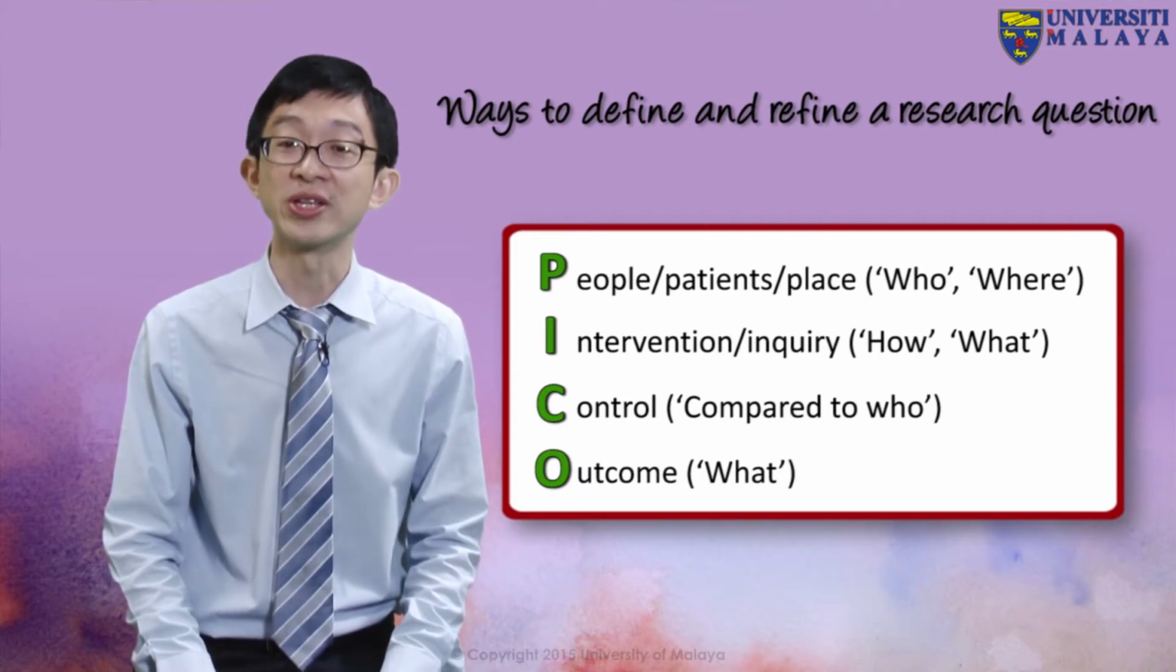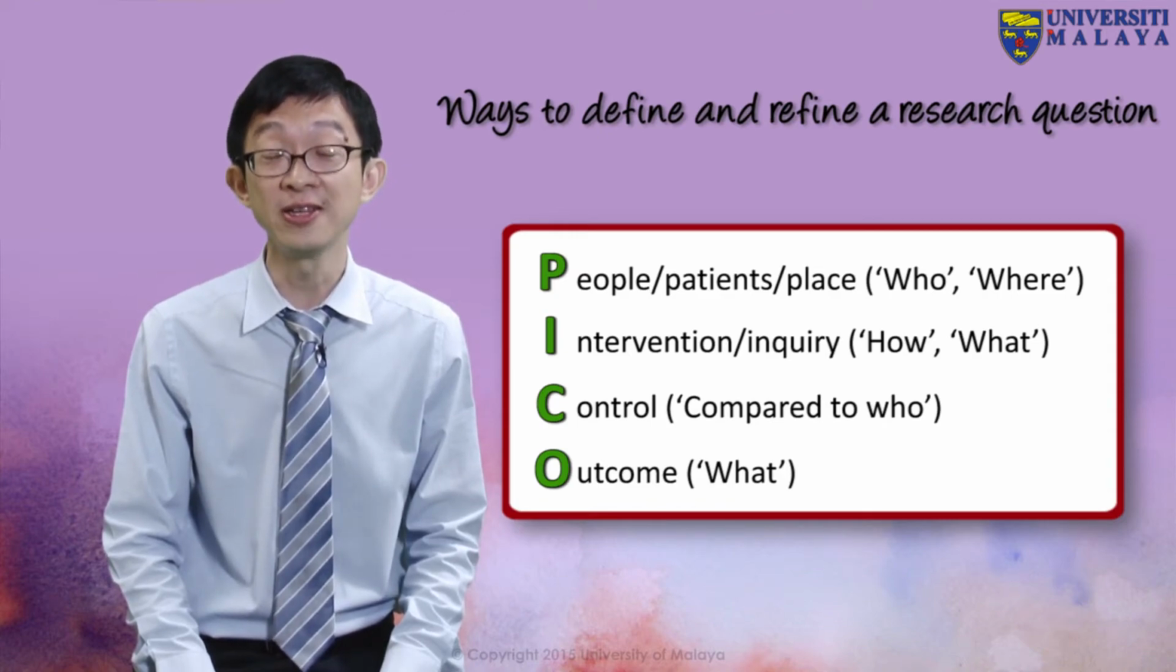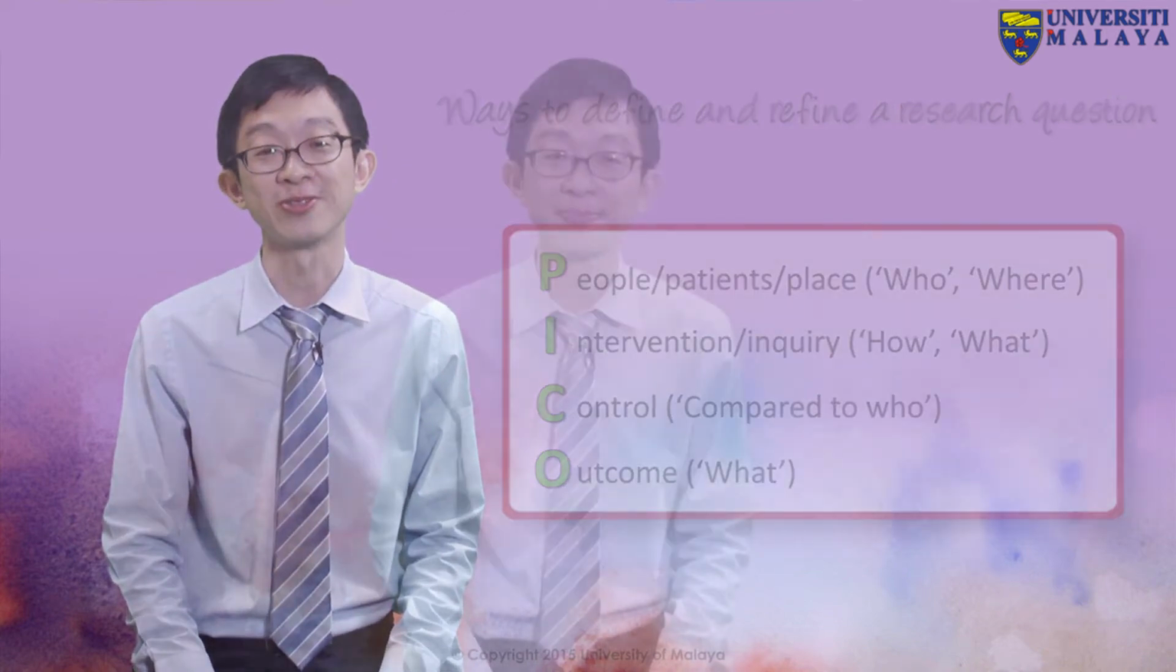Let me illustrate with an example how you can use the PICO method to help you define and refine your research question. Let's take how do doctors manage H1N1 influenza infection as an example. Looking at the research question, it would seem like a straightforward research topic trying to find out how doctors manage the infection. However, this research question is difficult to answer for several reasons.